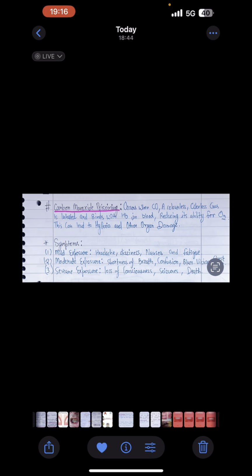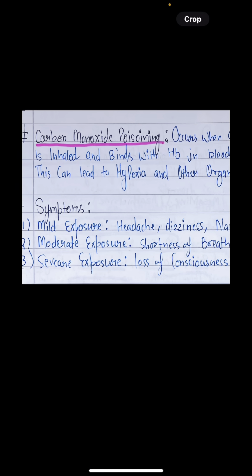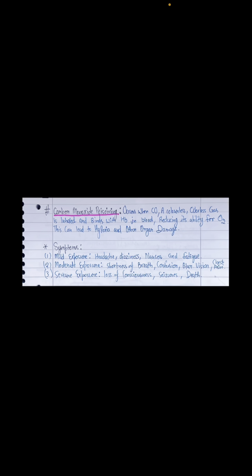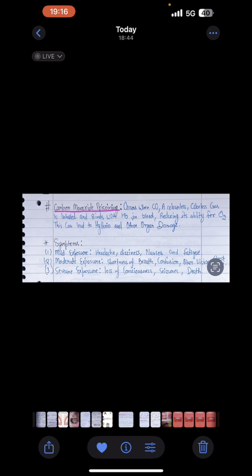So let's go next. Next is carbon monoxide poisoning. Carbon monoxide poisoning occurs when the person is continuously suffocated by carbon monoxide. We all know that carbon monoxide will go and bind with the hemoglobin and produce the product named carboxyhemoglobin. So we can have a look over the symptoms. A mild exposure will just lead to headache, dizziness, nausea, and fatigue.